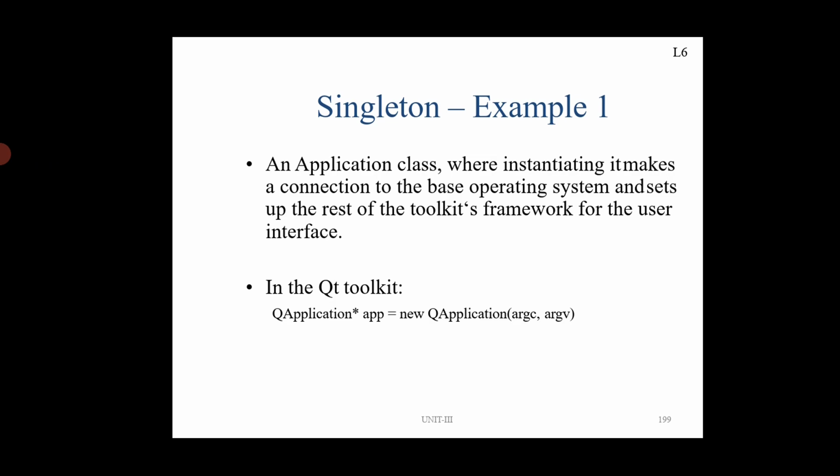Here the session defines the application's main event, and it stores the user's database of stylistic preferences. We also need to manage some connections. In the Qt toolkit, we represent QApplication asterisk app, which will be assigned to new QApplication of argc, argv. It's an application class where we instantiate a connection to the base operating system, and set up the rest of the toolkit frameworks, since we are also using some user interface toolkits.